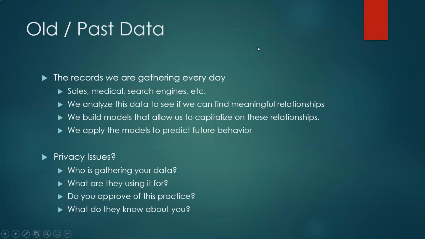So let's talk a little bit more about the old or the past data. Older past data, these are records that we're gathering every day, and they can be things like sales records, medical records, search engine results, or actually what you search for in a search engine. We can analyze this data to see if we can find meaningful relationships. We build our models that allow us to capitalize on these relationships, and then we apply these models to predict future behavior.